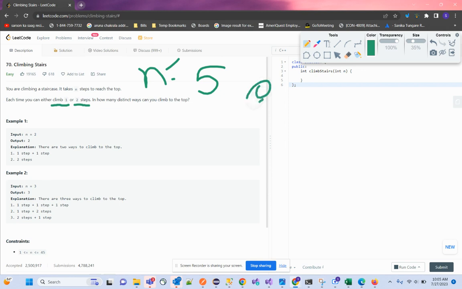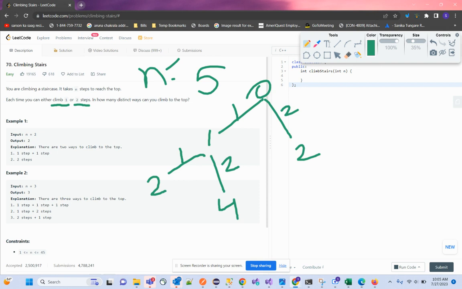Suppose here is a person. You take one step and reach the first stair, or you take two steps and reach the second stair. These are the two options to start with on the way to the fifth stair. Again, from here you take one step and reach the second stair, and if you take two steps, you reach the third stair.